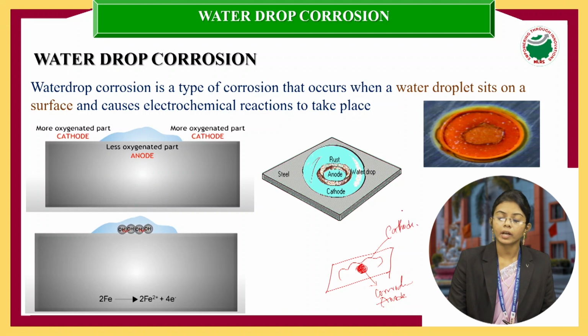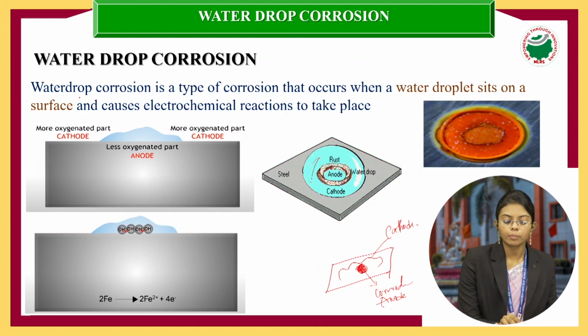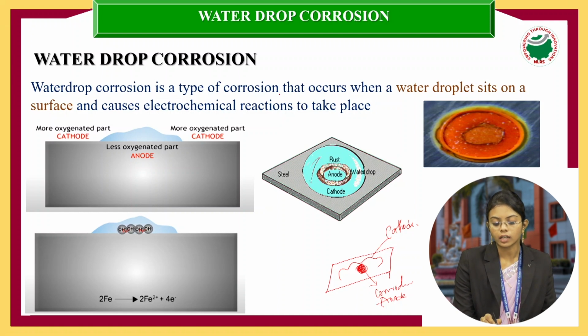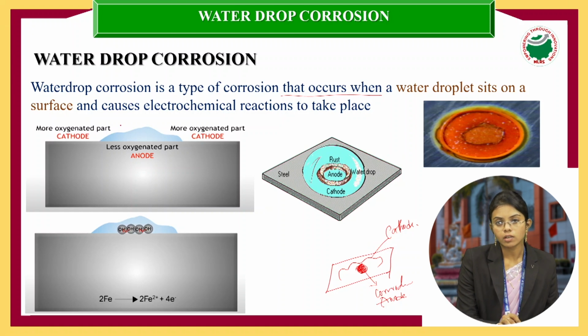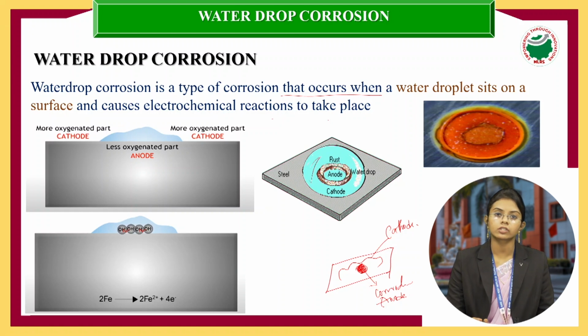So simply, what do we mean by water drop corrosion? Water drop corrosion is a type of corrosion that occurs when a water droplet sits on the surface. As we have seen, if you see a water drop, only the surface which is in contact with the water will get corroded, and that causes an electrochemical reaction to take place. What do we mean by electrochemical reaction? The electrons will move from anode to cathode by the loss of ions from the anodic site. Hence, the anodic site gets corroded.